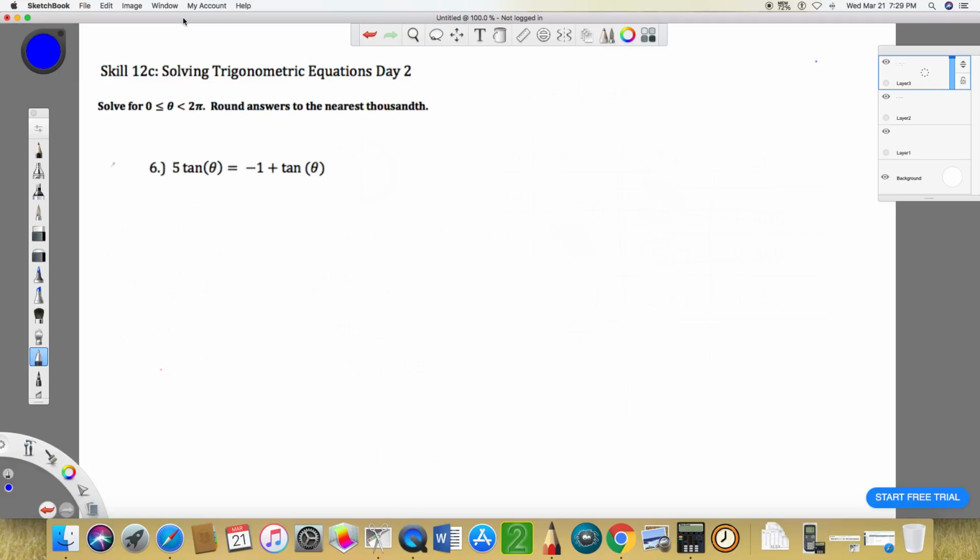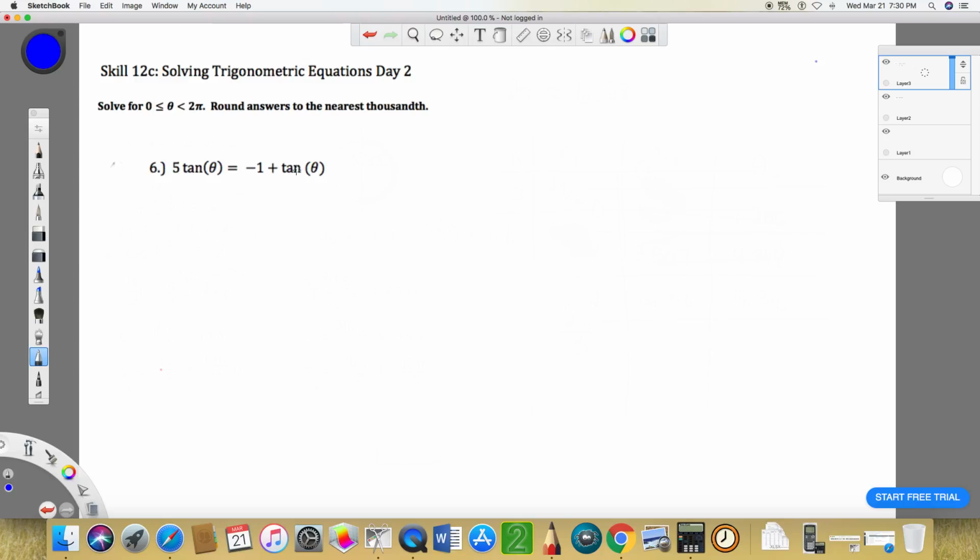All right, so let's take a look here at this equation. We've got a tangent equation. There might be infinitely many solutions, what we expect for this equation, but they're only wanting solutions that are between 0 and 2 pi. So let's get this tangent by itself.